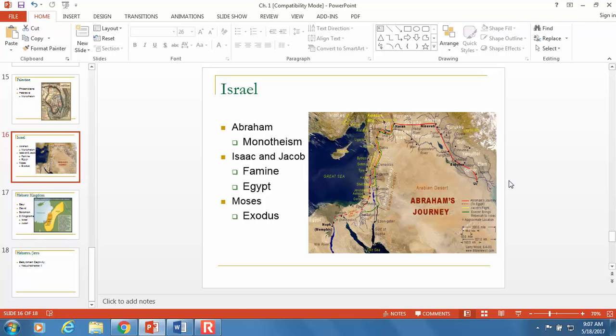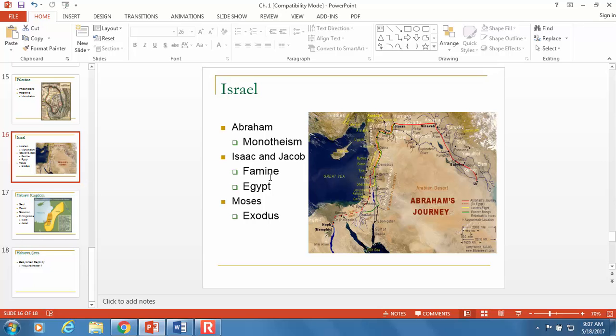Okay, and so they come here. They eventually settle down in this area, and then Abraham had a son named Isaac. Okay, Isaac had a son named Jacob. Jacob had 12 sons. Right. During the lifetime of Jacob and his 12 sons, there was a famine, meaning lack of food, that hit this area.